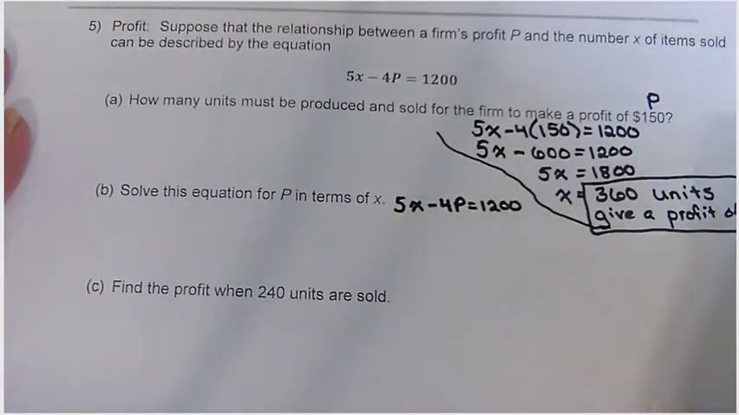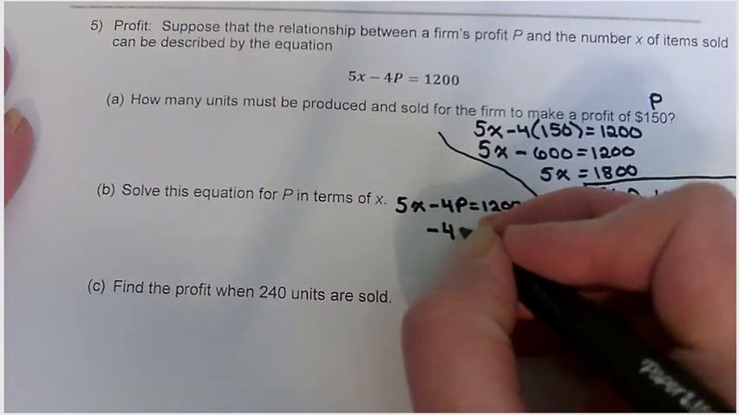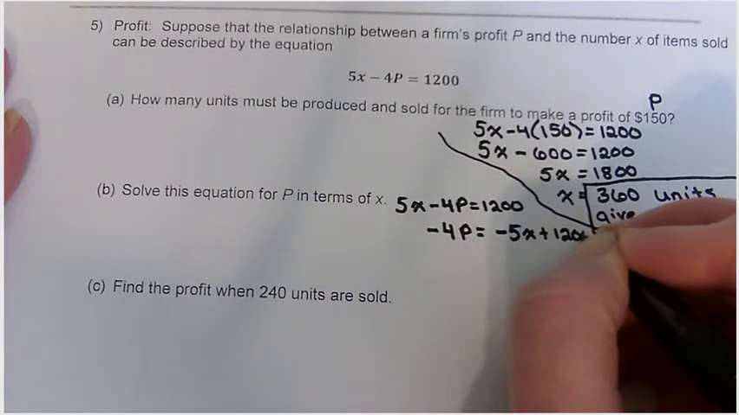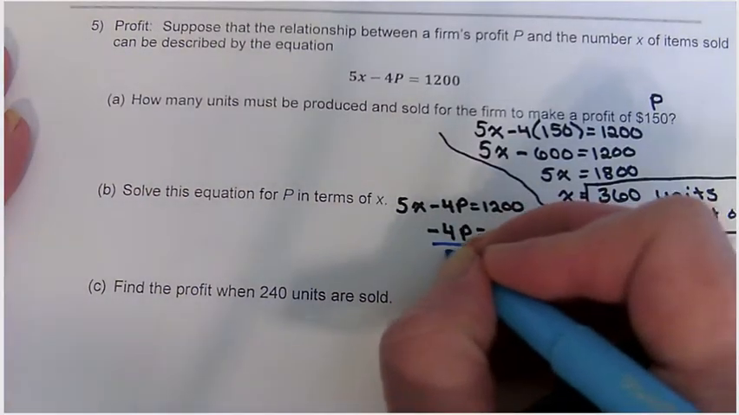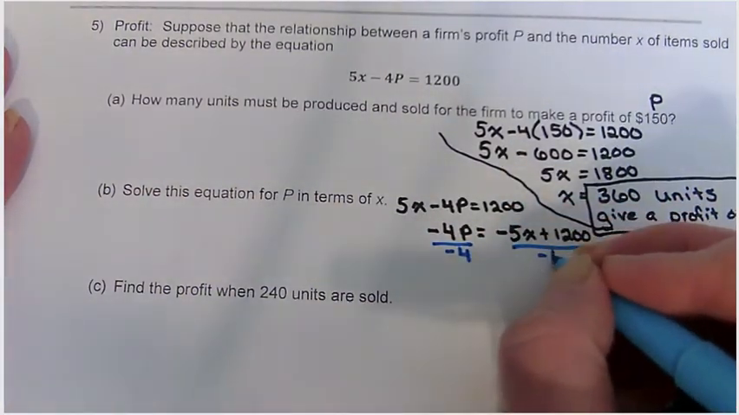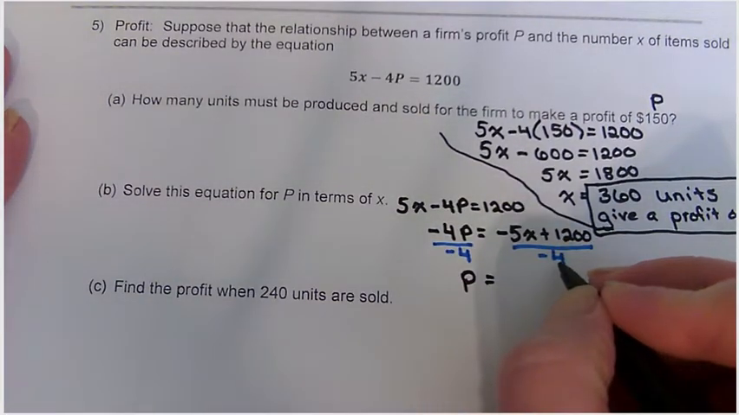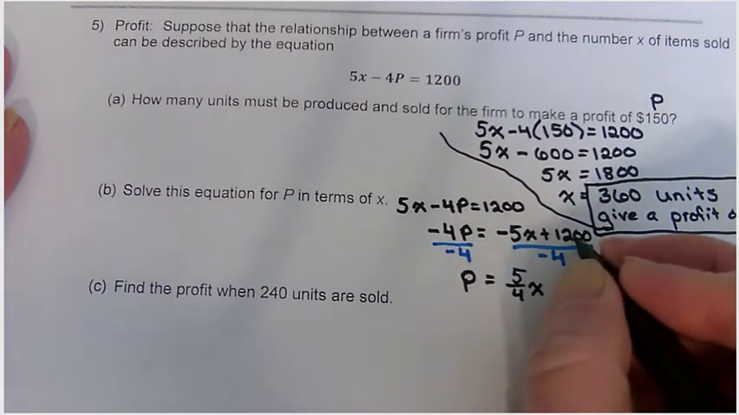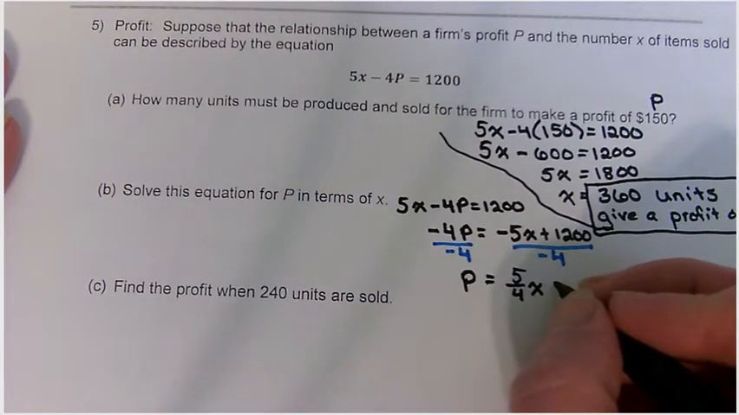Let's block this off. Okay. And if I want to get P by itself, I'm going to move the 5X over. Then divide both sides by the -4. Same techniques as solving for Y, just we have different variables. It's okay. So a -5 divided by -4 will be +5/4. Then 1,200 divided by 4 is going to give me a -300.